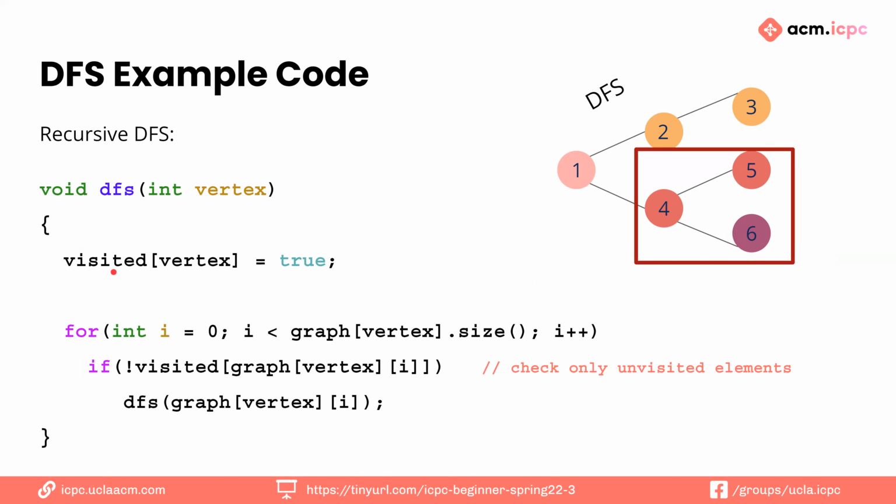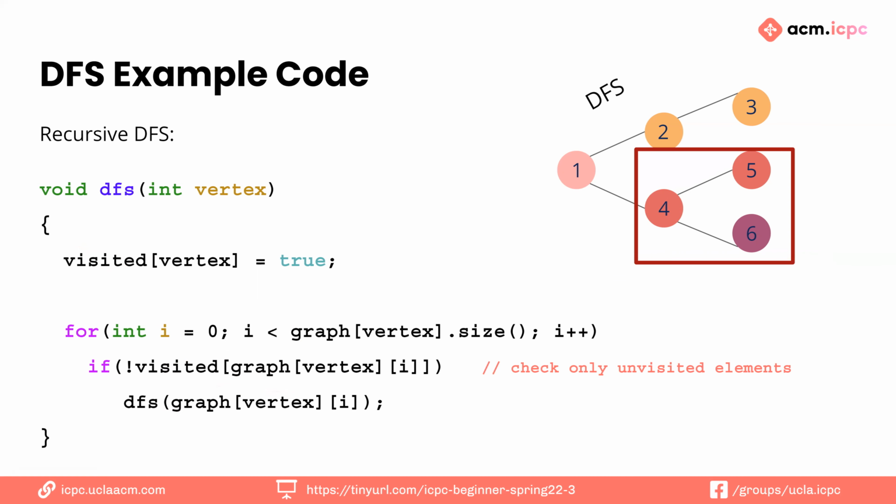So like before, every time you visit a vertex, you set it to be visited. And then for each neighbor that's unvisited, you just recursively call DFS instead of pushing it into a stack. Because if you think about it, function calls are basically a stack. Right. Does this make sense?